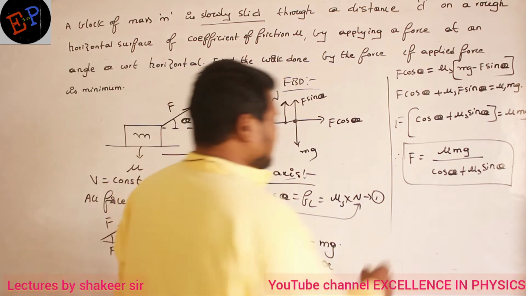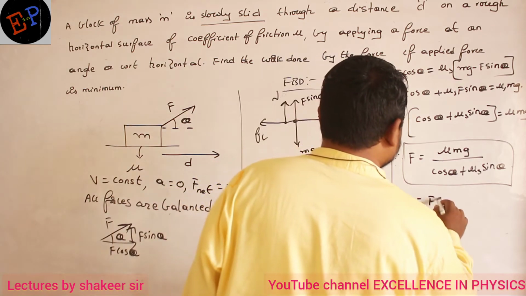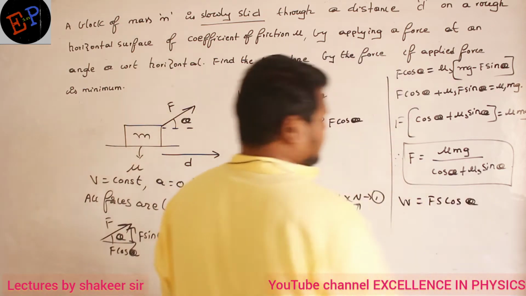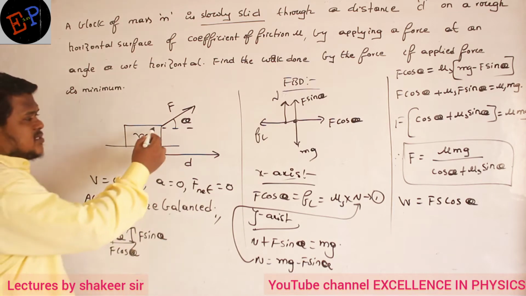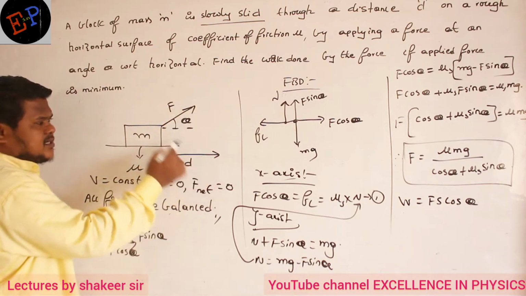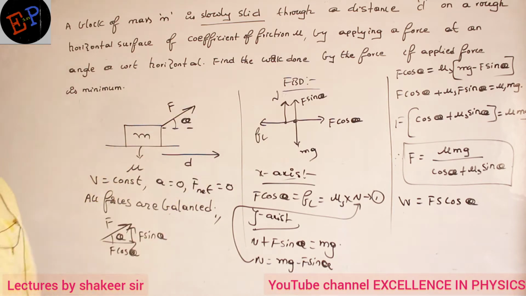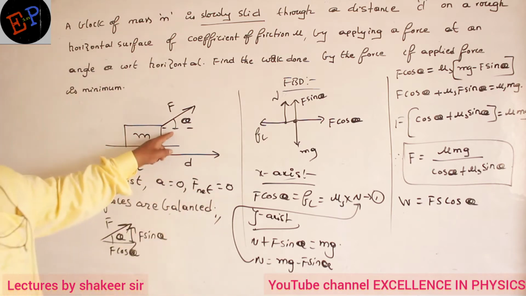Clear? Now what is the work done? W is equal to Fs cos alpha. That's all. Work done equation. Force is in this direction, displacement is in this direction, angle is alpha. So work done is Fs cos theta. Theta value is alpha here, no?